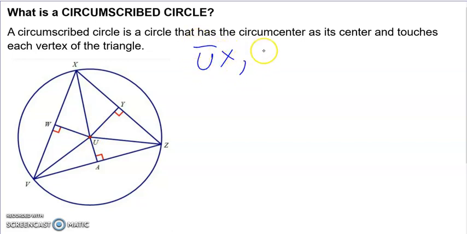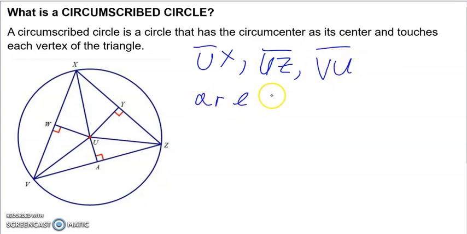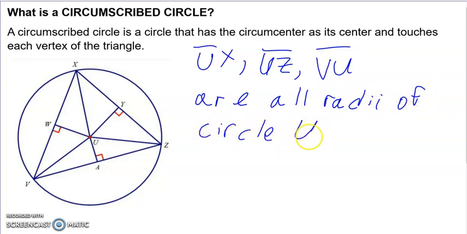So when I'm looking at this, if you notice, segment UX, segment UZ, and segment VU are all radii of circle U. And what's really cool now is any point on that circle is going to be equidistant from point U. So that new segment I drew in is the same as every other radius, because every radius is always the same.